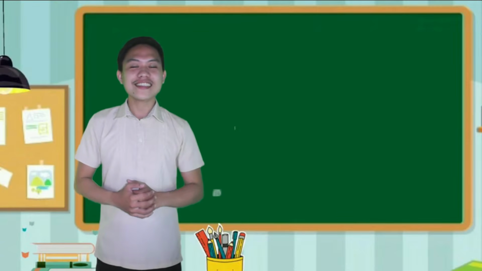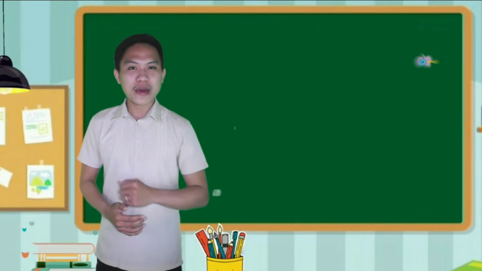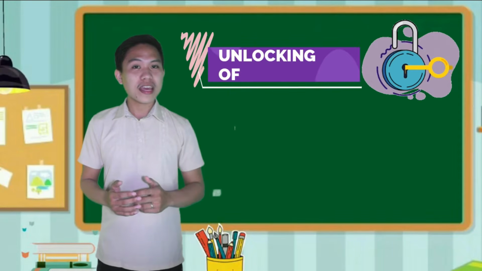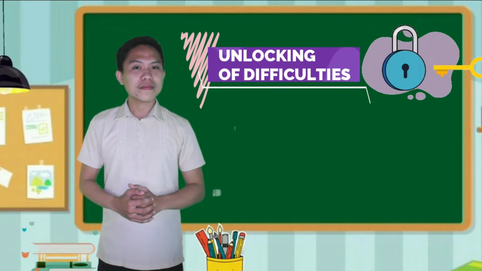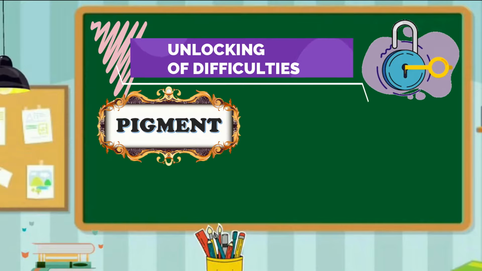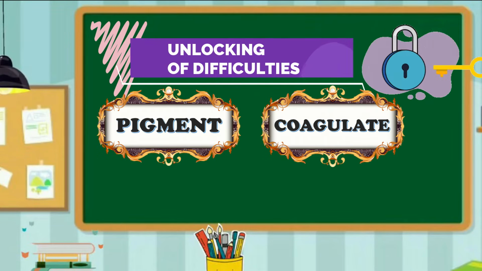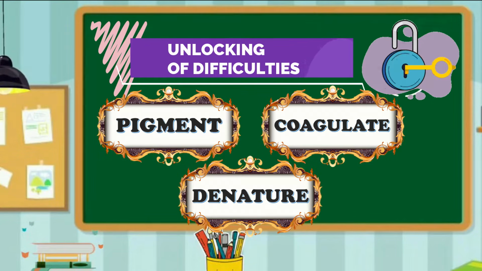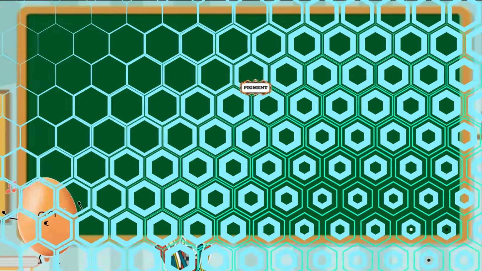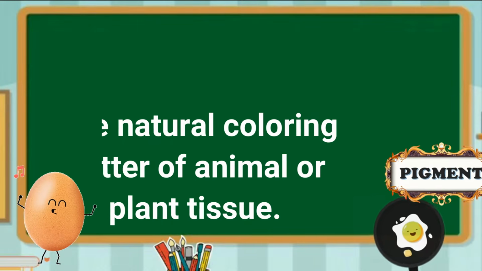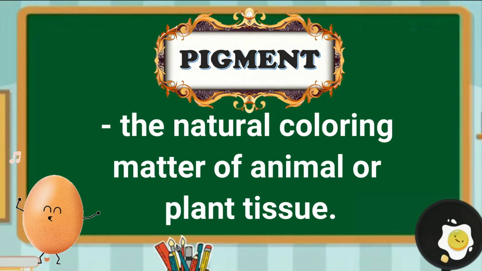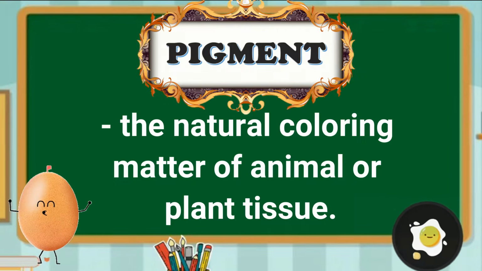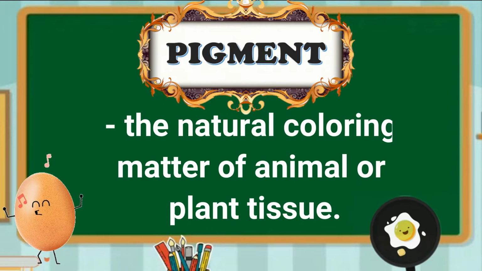To jumpstart our discussion, let us first define terms which will appear and may bring confusion. Words to define are pigment, coagulate, and denature. Now let us define the word pigment. It is the natural coloring matter of animal or plant tissue.